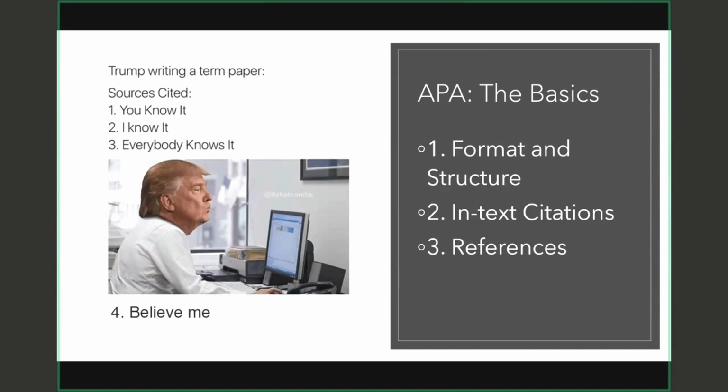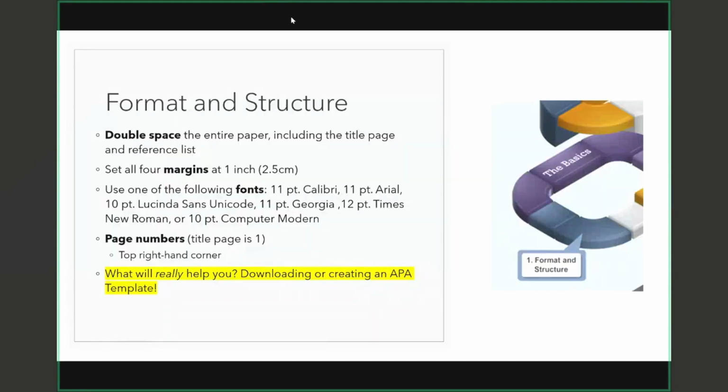I'm going to give some basic information around the format and structure, how to write in-text citations, and how to create your references page. A couple basics when it comes to format and structure. Make sure your entire paper is double-spaced, the margins are set at 1 inch, and that you use one of the following fonts. Make sure that your paper has page numbers in the top right corner and the title page is listed as 1.